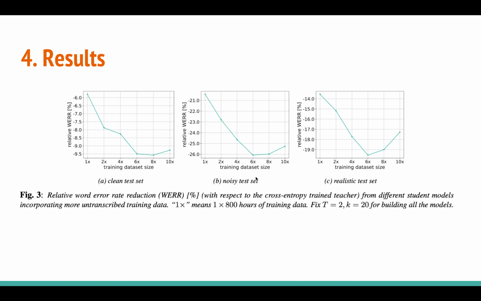Like I have a lot of untranscribed data. I can make use of that, and I can increase the training data for the student network by a lot, because you have unsupervised data, which is going to be helpful for this model, right? So as these guys are showing, if you increase the training data, you actually get very good performance on the clean test, the noisy test and the realistic test set, right, which is very good.